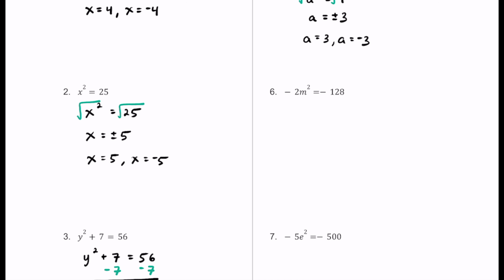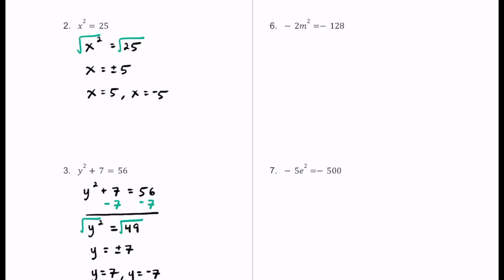For number 6, we have the equation negative 2m squared is equal to negative 128. Let's go ahead and just rewrite this, okay? And we can't take the square root just yet. We're going to go ahead and get that negative 2 away. And so we can do that by using the division property of equality and divide the left side by negative 2 and divide the right side by negative 2. On the left side, those negative 2's will cancel out to make 1m squared, or just m squared. And on the right side, negative 128 divided by negative 2 is going to equal positive 64.